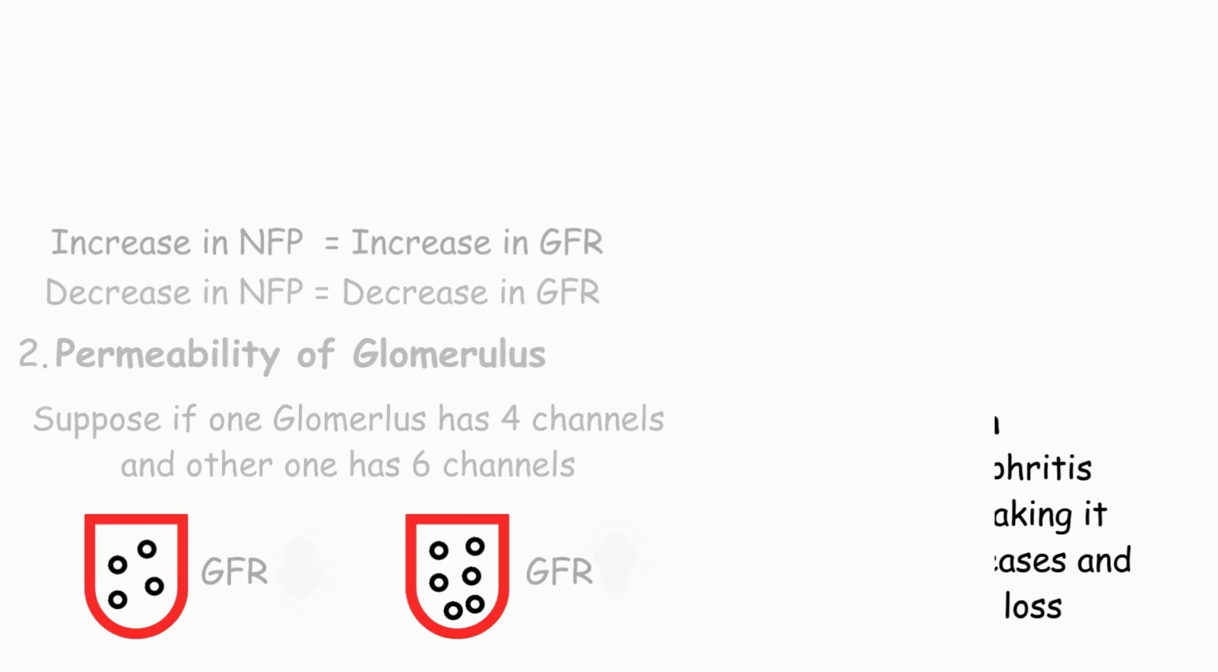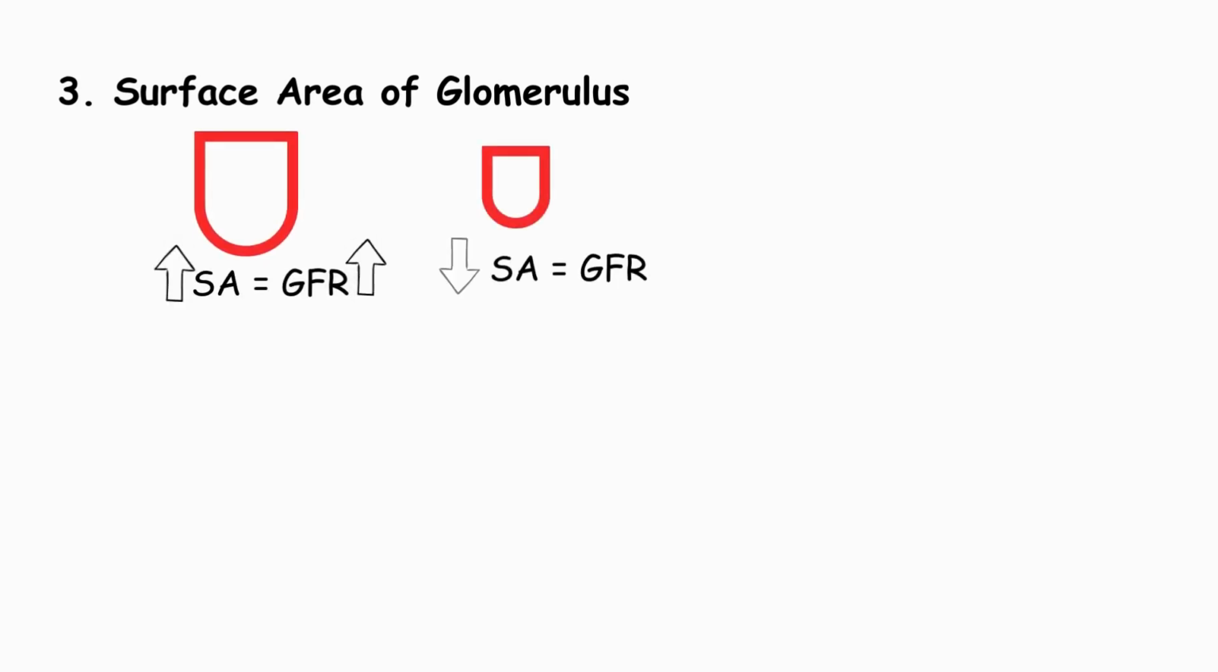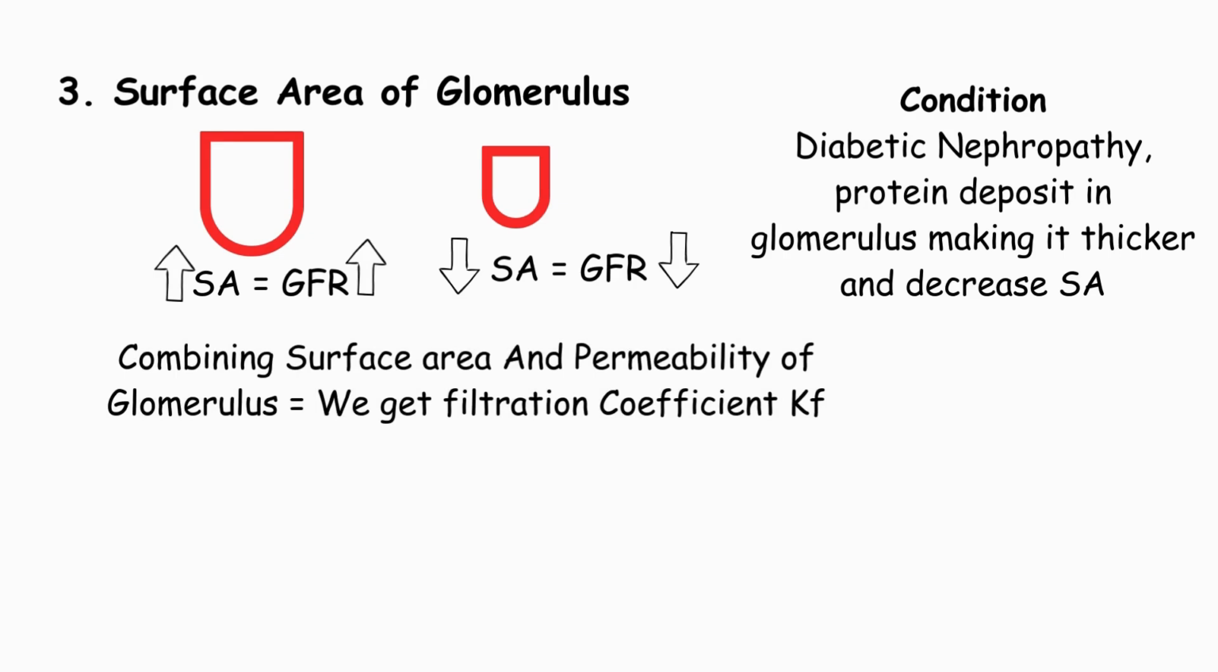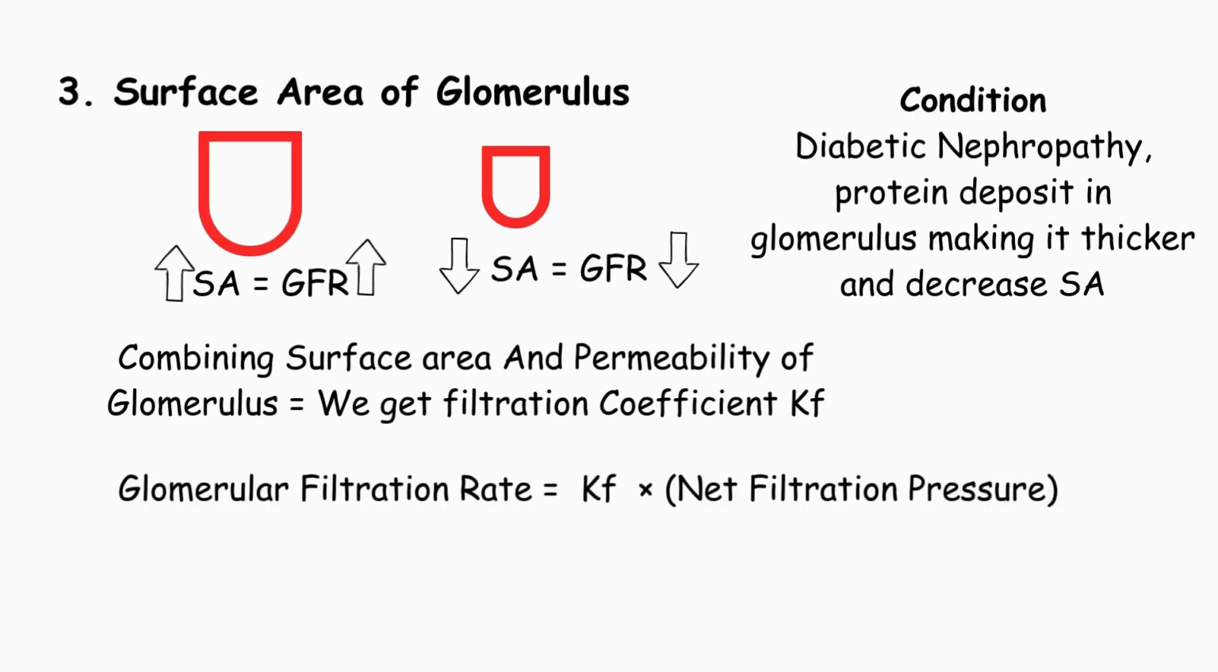and results in more protein loss. Then there is the surface area of the glomerulus. Increase in surface area increases the GFR and decrease in surface area decreases the GFR. In a condition like diabetic nephropathy, protein deposits in the glomerulus, making it thicker and decreasing surface area. Combining surface area and permeability of the glomerulus, we get the filtration coefficient Kf. This coefficient can be used to find glomerular filtration rate by multiplying it with net filtration pressure.